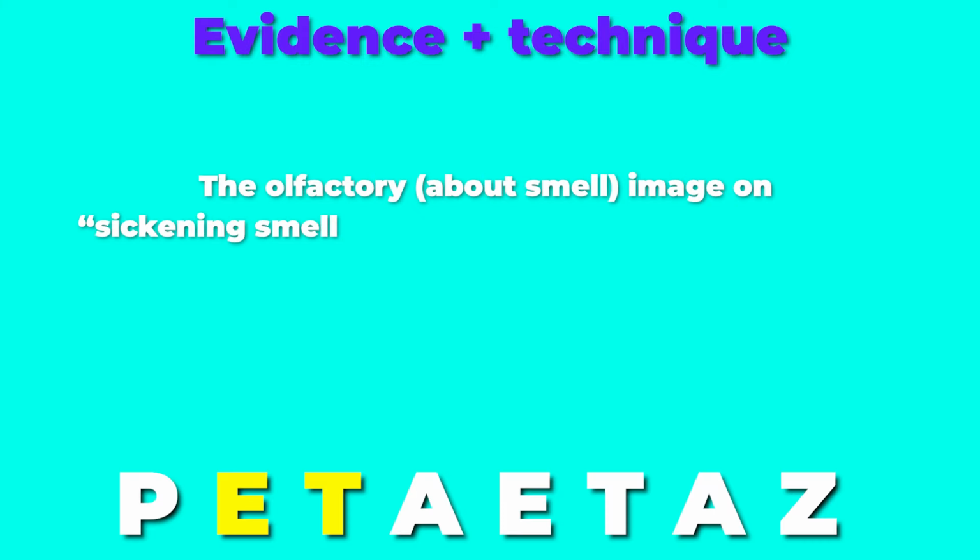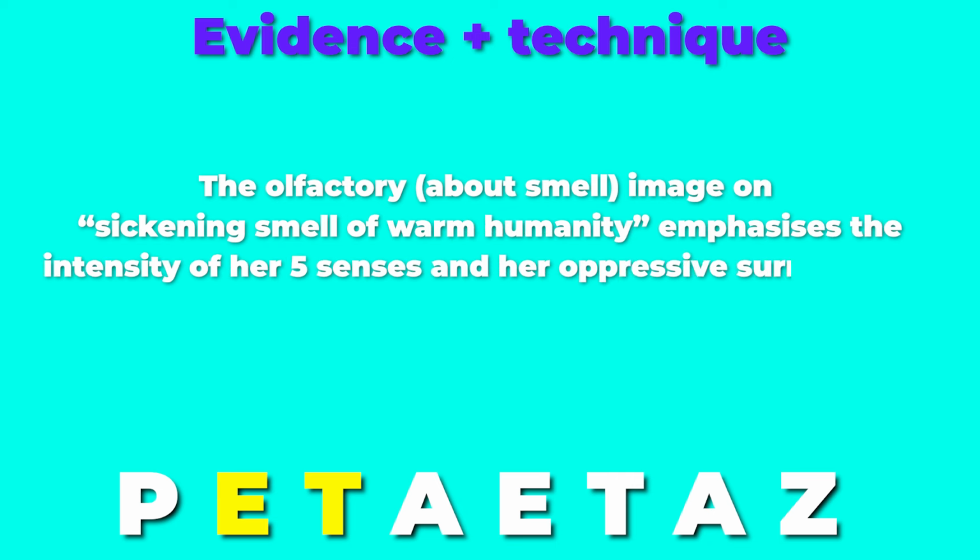Now let's go on to my evidence and my technique. The olfactory image of "sickening smell of warm humanity" emphasizes the intensity of her five senses and her oppressive surroundings. So olfactory is just referring to smell. When I'm saying the olfactory image, it's all about the smell. And you can see there, I've embedded my evidence, so it flows into the sentence. It's not saying "this is shown by the quote". And I've briefly explained it.